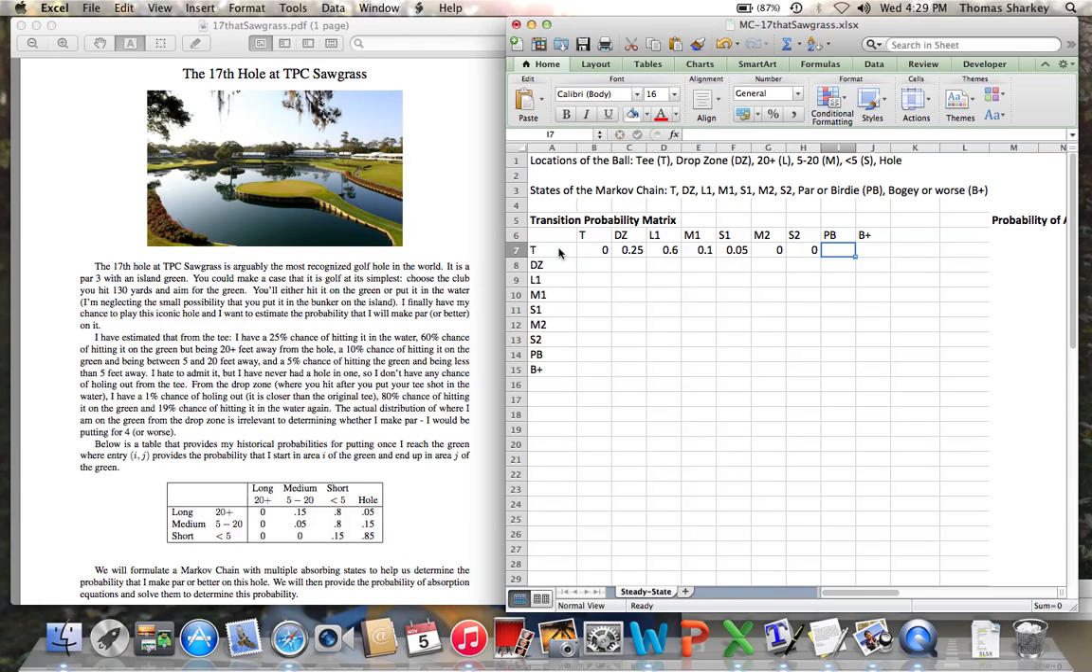So I have a 0-0, and I can't hole out, so I end up with a 0 to each of the states at the end as well, the par or birdie state and the bogey or worse. Now we can look at the drop zone.